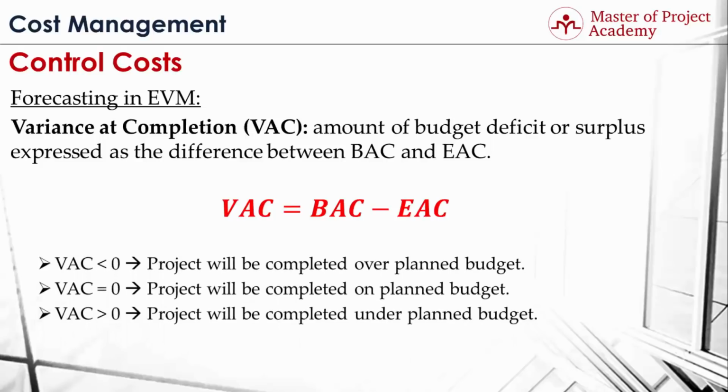If VAC is less than 0, project will be completed over the planned budget. If VAC is 0, project will be completed on the planned budget. And if VAC is greater than 0, the project will be completed under the planned budget.